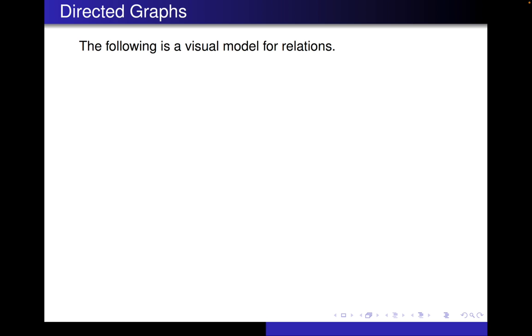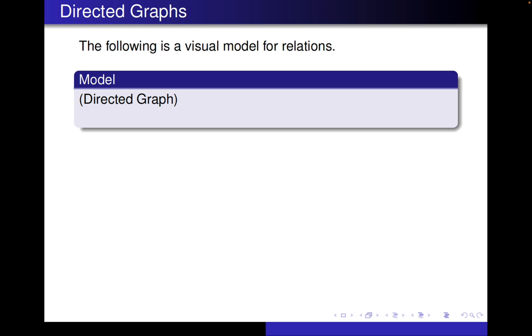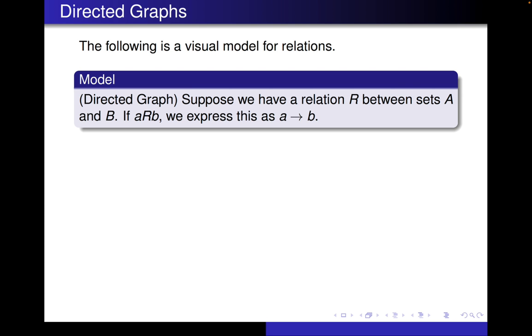So we have a visual model for relations as well. This is called the directed graph model. Suppose we have a relation R between sets A and B. If A is related to B, in other words, ARB, we express this as A pointing to B with an arrow between A and B.